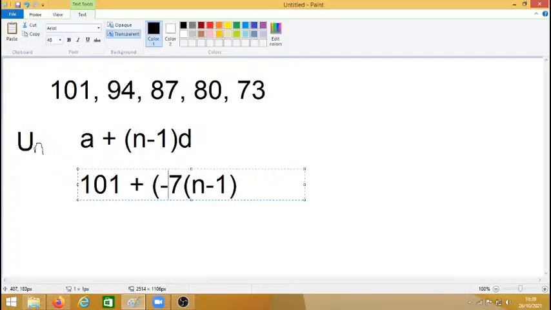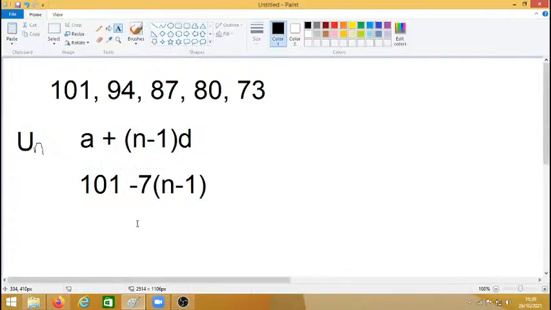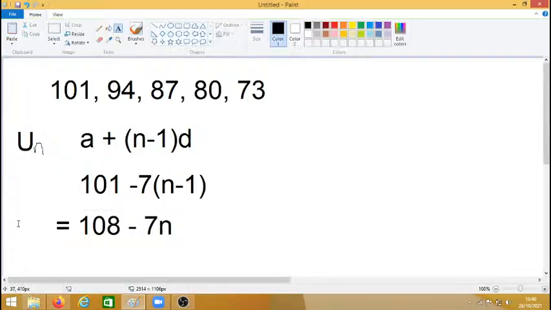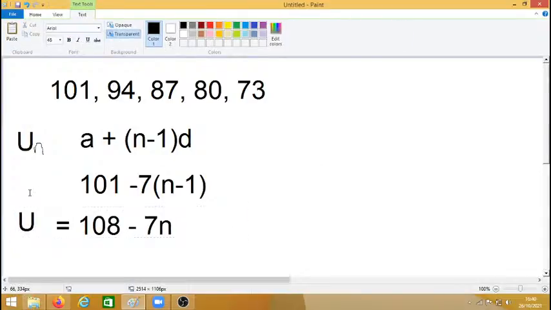Don't really need the brackets now, it's at the front. So minus 7 times n minus 1. The plus and a minus makes a minus. And then expand that out. Be careful of the minus here and the minus here before the 1. So minus 7 times minus 1 makes a plus 7. The 101 and the plus 7 can go together. So that's 108. So 108 minus 7n is your nth term, called un.